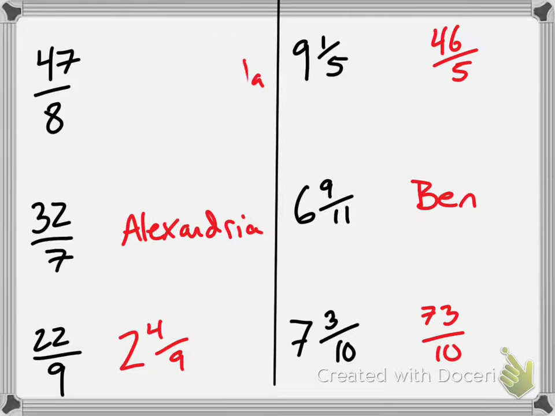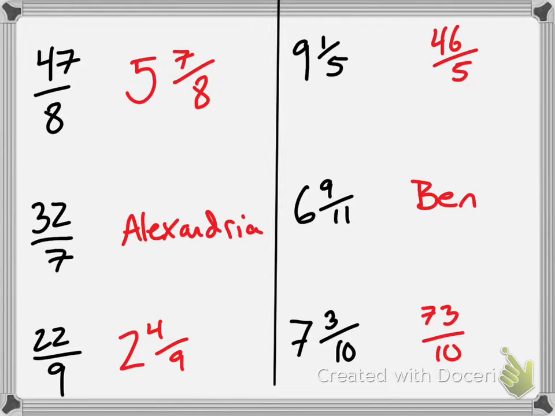Isabella, what did you get for 47/8? 5 and 7/8. Perfect. 5 and 7/8. 8 times 5 is 40 because 8 times 6 is 48. Oh, we can't go that much. So we subtract 40 from 47 and get 7.